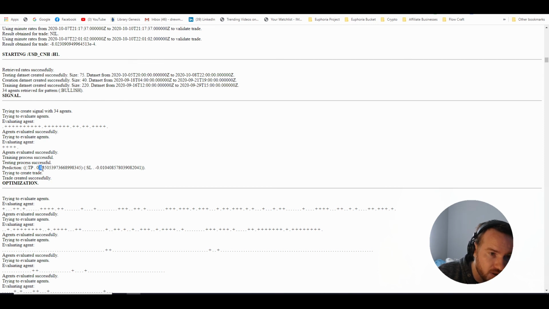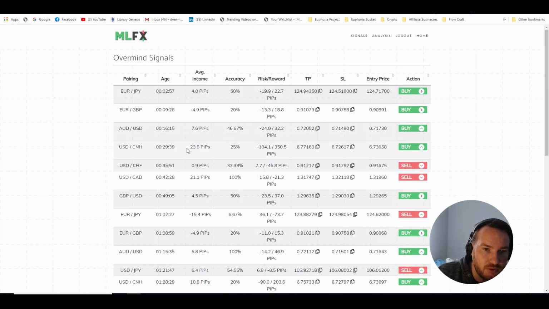Take profit here, you can see, is 350 pips because it's USD CNH pairing, and the stop loss is negative 104 pips. So we're looking for a positive move, and then it tries to create the trade, creates the trade, and we should be able to jump over to the signal and find USD CNH. Here we go, that's that trade there.